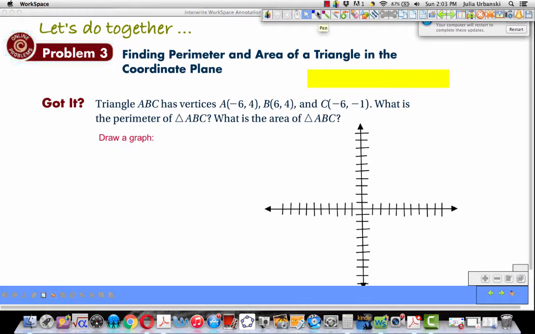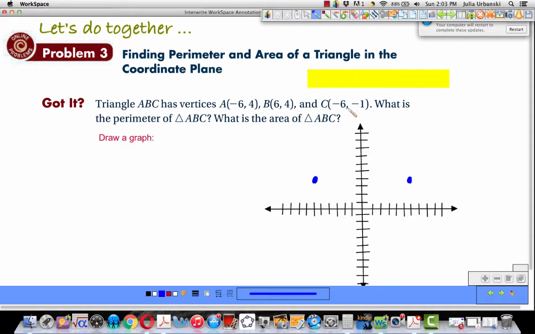Let's plot the points here. A is at -6, +4. 1, 2, 3, 4, 5, 6. 1, 2, 3, 4. And then B is at +6, 4. 1, 2, 3, 4, 5, 6. 1, 2, 3, 4. Right around there.